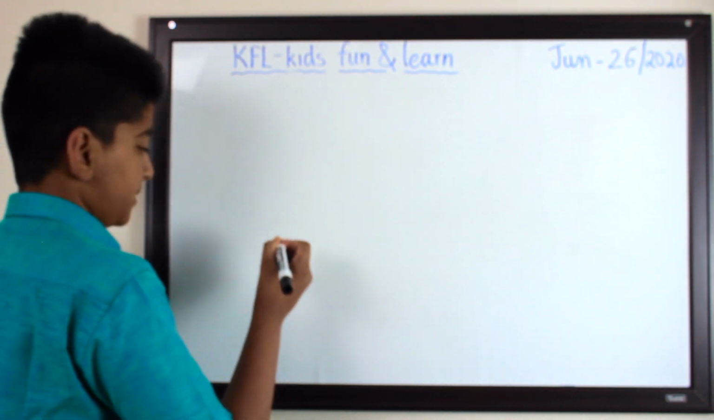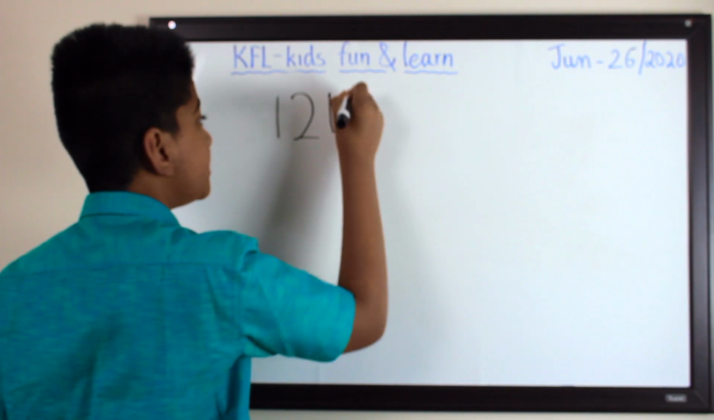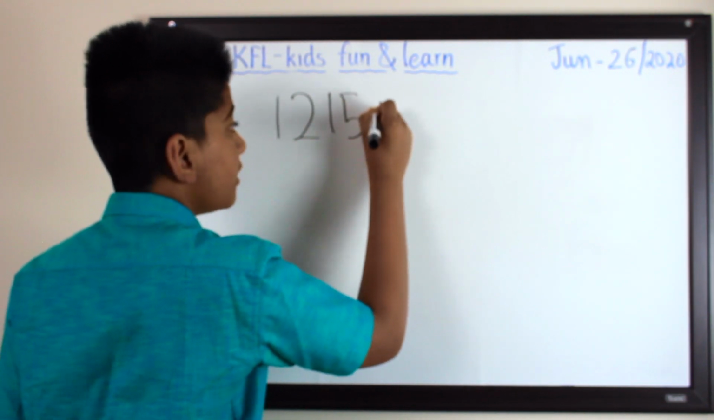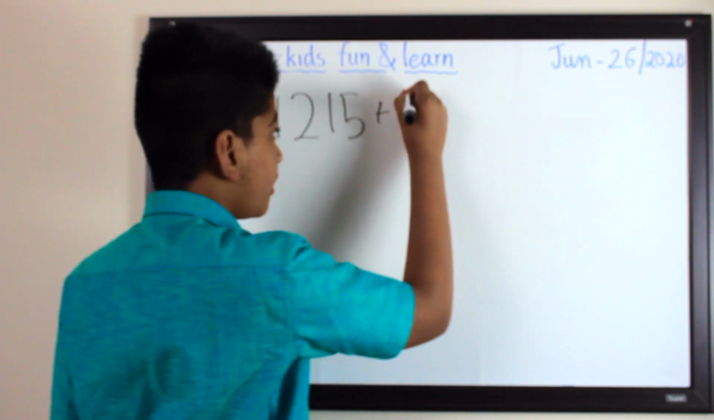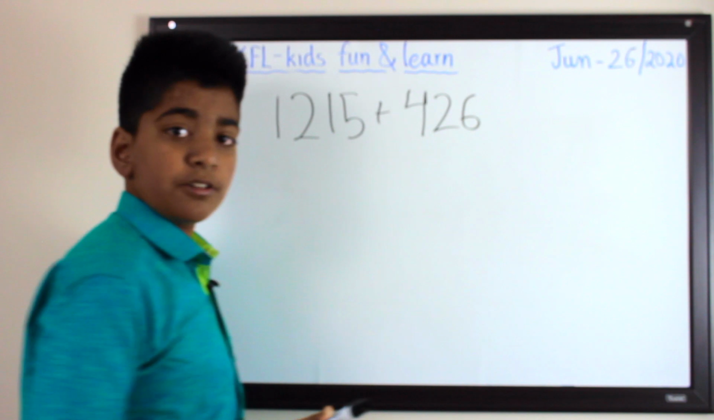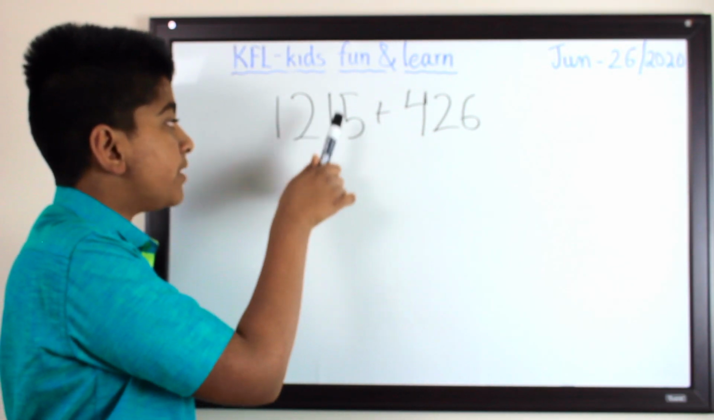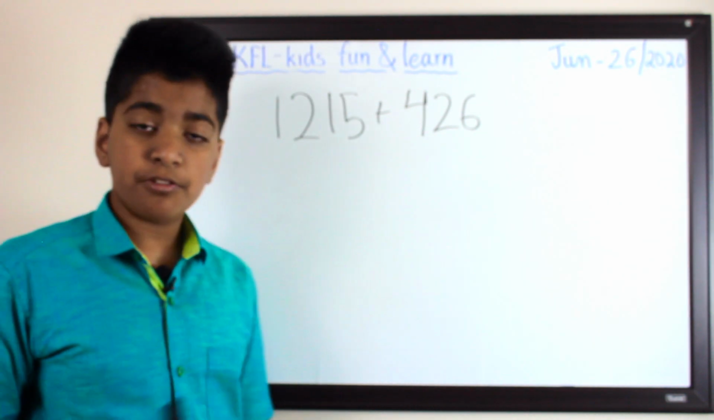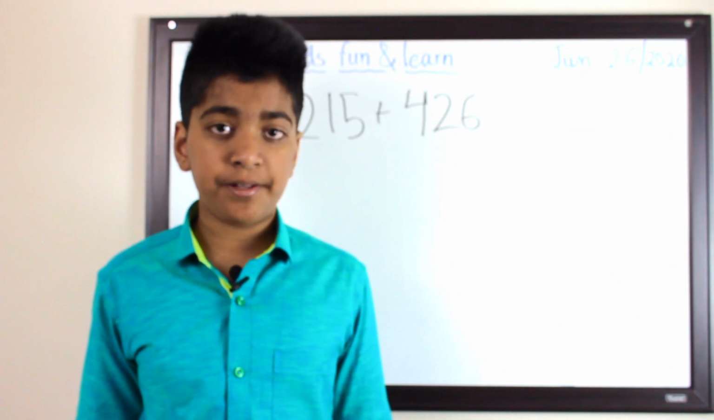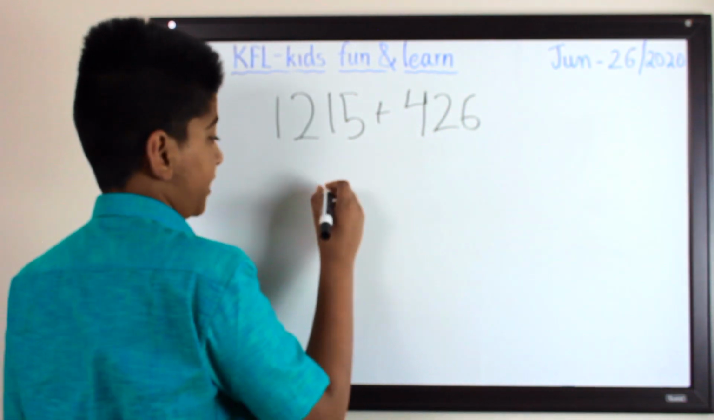Let's start adding some 4-digit numbers. Okay? So 1215 plus 426. So this is a 4-digit number, okay? Has 1, 2, 3, 4 digits. So just like before, we use the same kind of format and add it like that. So let's write it down.